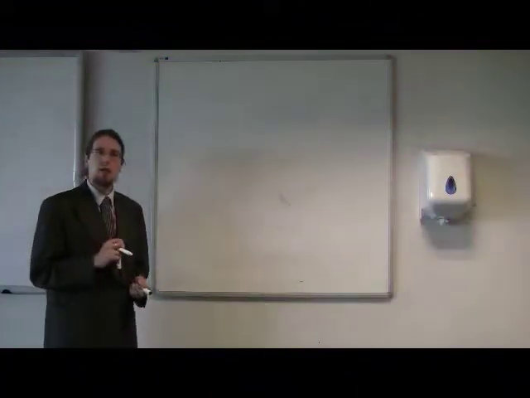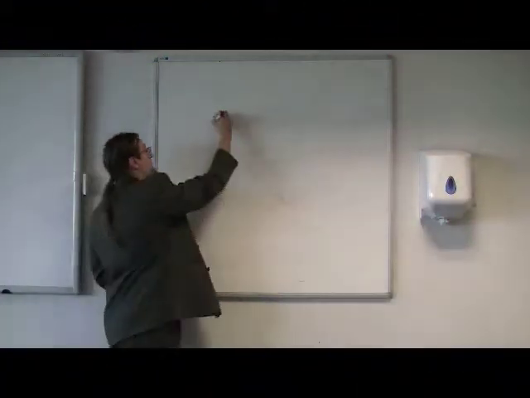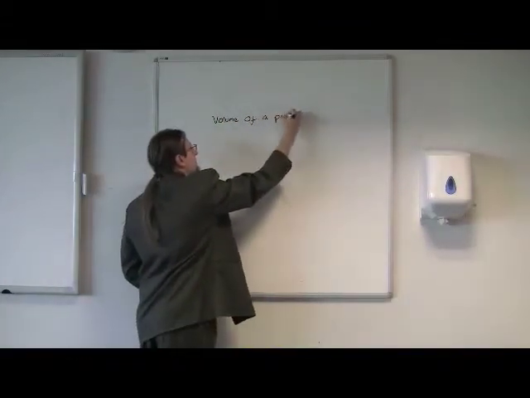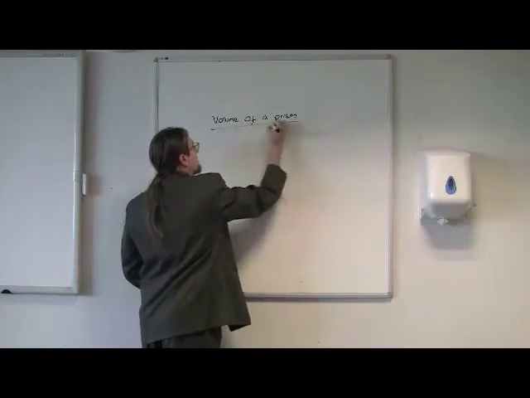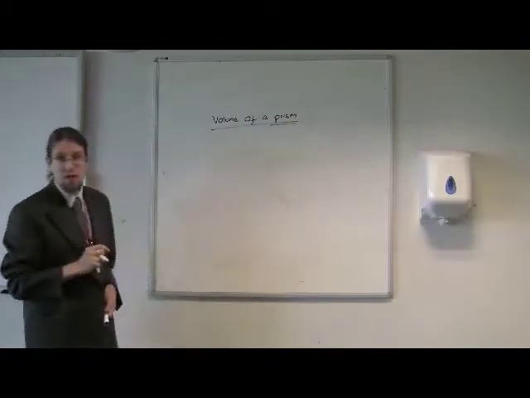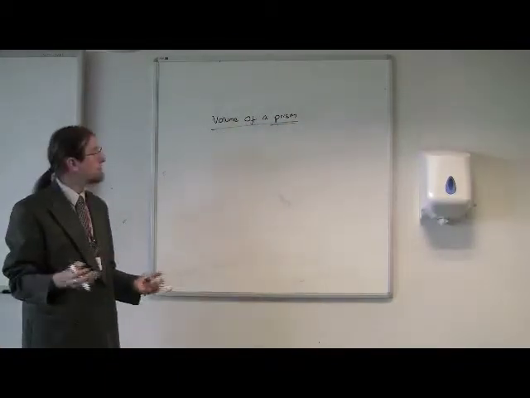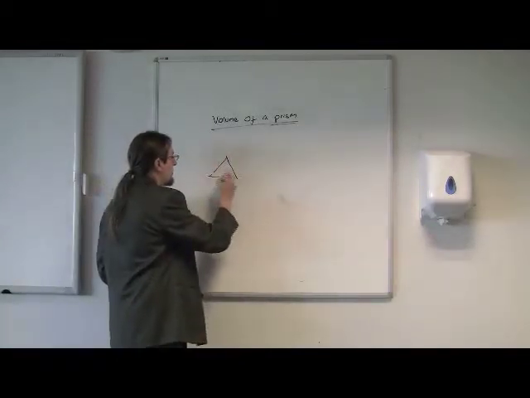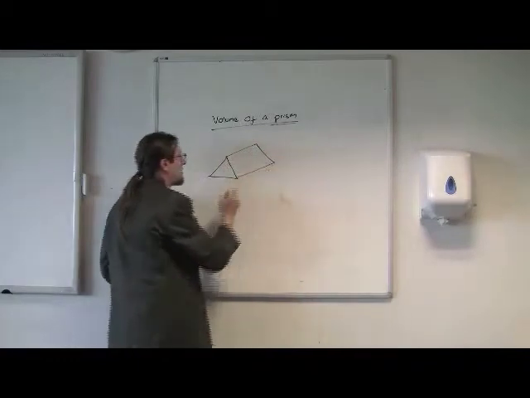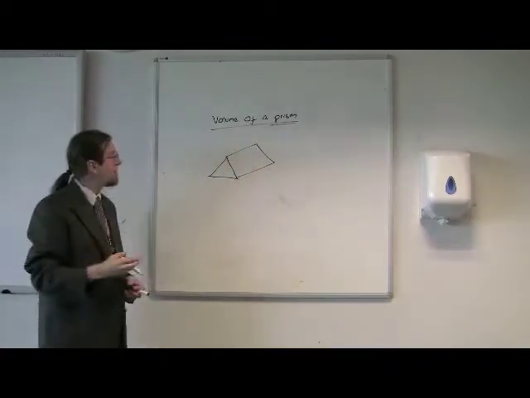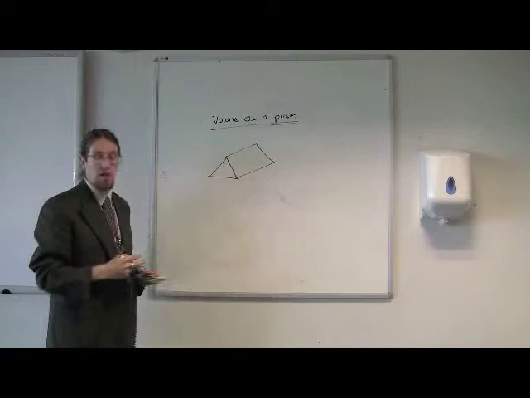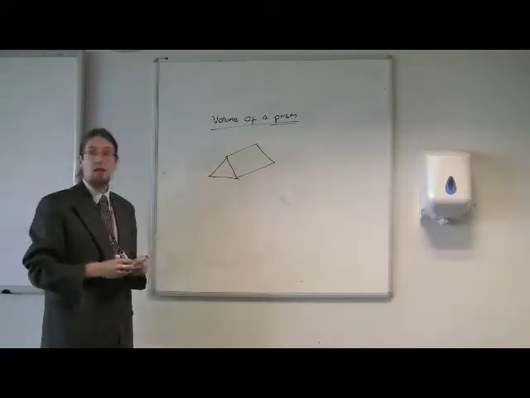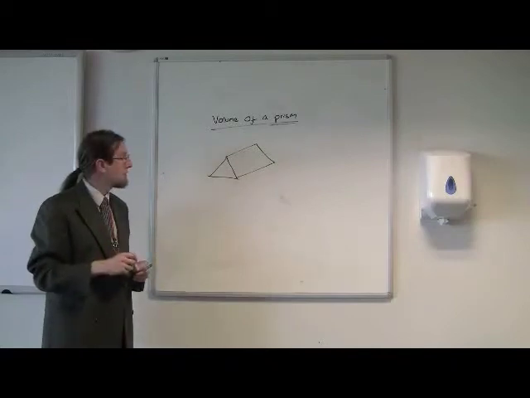Let us look at the volume of a prism. First we have to ask ourselves, what is a prism? Well, the most typical prism is a triangular prism, like a Toblerone box, or it's kind of tent shaped. Triangular, because obviously it has a triangle as a front face.